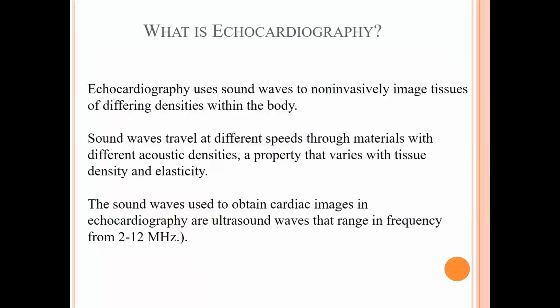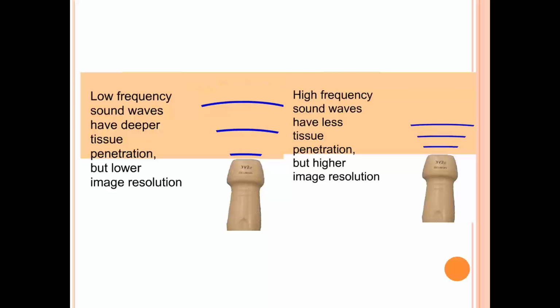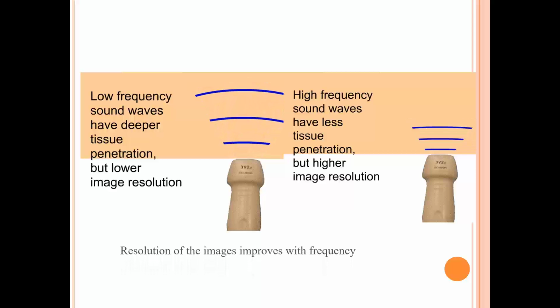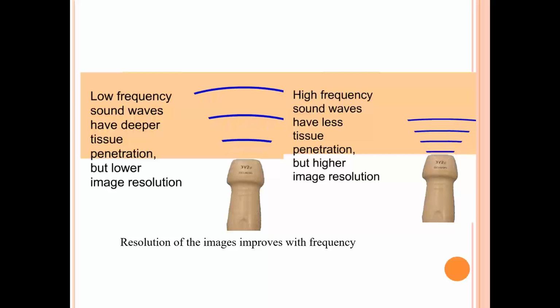Echocardiography uses sound waves to image tissues of different densities within the body. Sound waves travel at different speeds through the materials, having different acoustic densities. To obtain cardiac images, we use ultrasound waves that range in frequency from 2 to 12 MHz. Sound waves with low frequency have deeper tissue penetration, but lower image resolution. On the other hand, the high frequency, they have less tissue penetration, but a higher image resolution. So resolution of images improves with frequency.